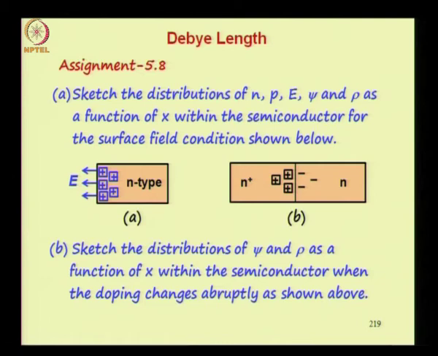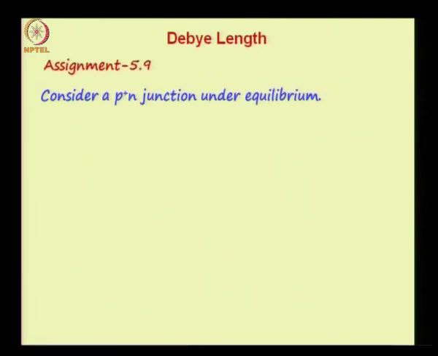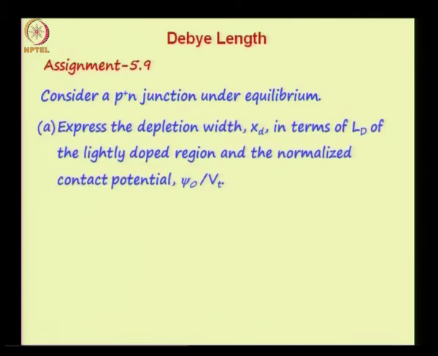So in this assignment you have to sketch the quantities qualitatively. One more assignment: consider a p plus n junction under equilibrium. Express the depletion width xd in terms of the Debye length LD of the lightly doped region and the normalized contact potential psi naught by Vt.